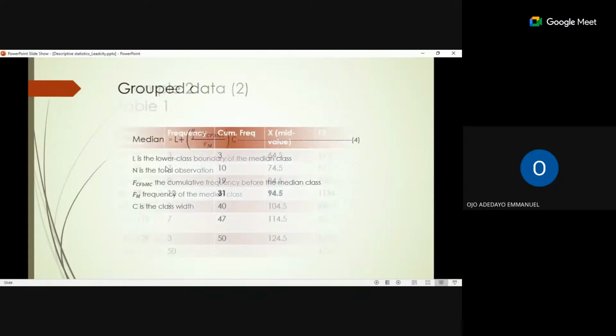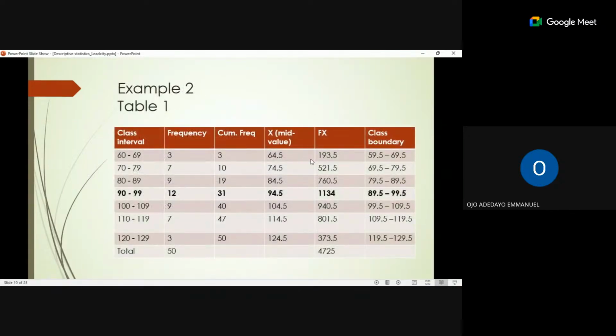Let's go to our table. Now, how do you get your class boundary? It is very, very simple, but we call it mathematical manipulation, which is mathematically okay. So you don't violate any mathematical rule. That is just simple manipulation. Now, come back to your class interval. You get your class boundary from your class interval.